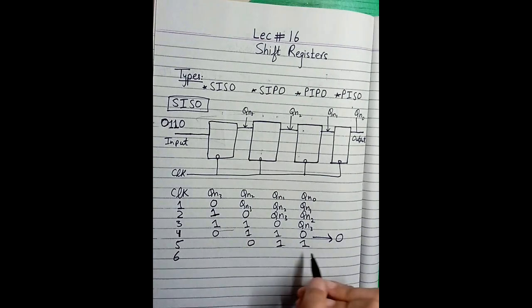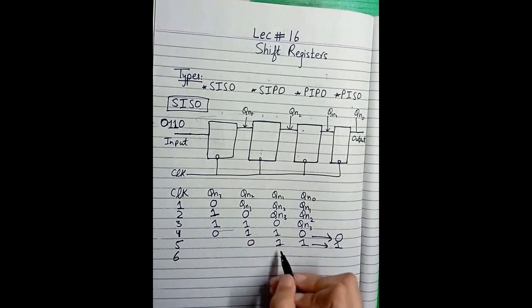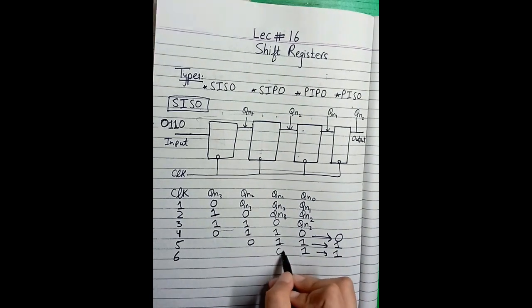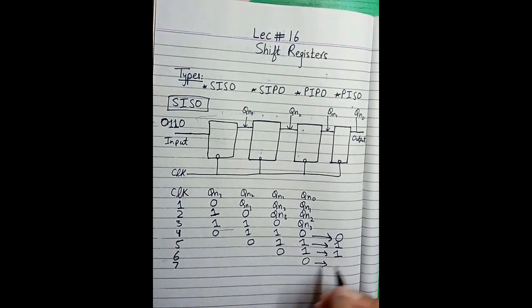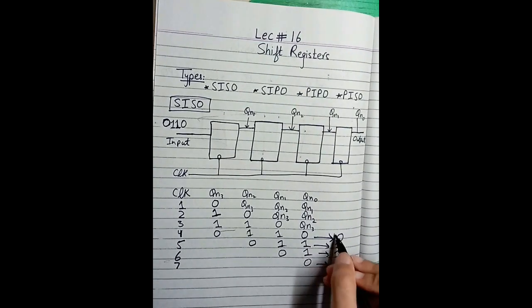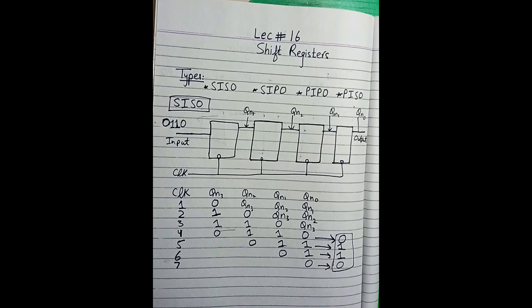On the 6th clock, here we have this one output. On the 6th clock, this one will move here. This is our third output on the 6th clock. And on the 7th clock, this 0 will be at Qn0, our output. So this is our final answer, 0, 1, 1, 0, which we have given as the input.